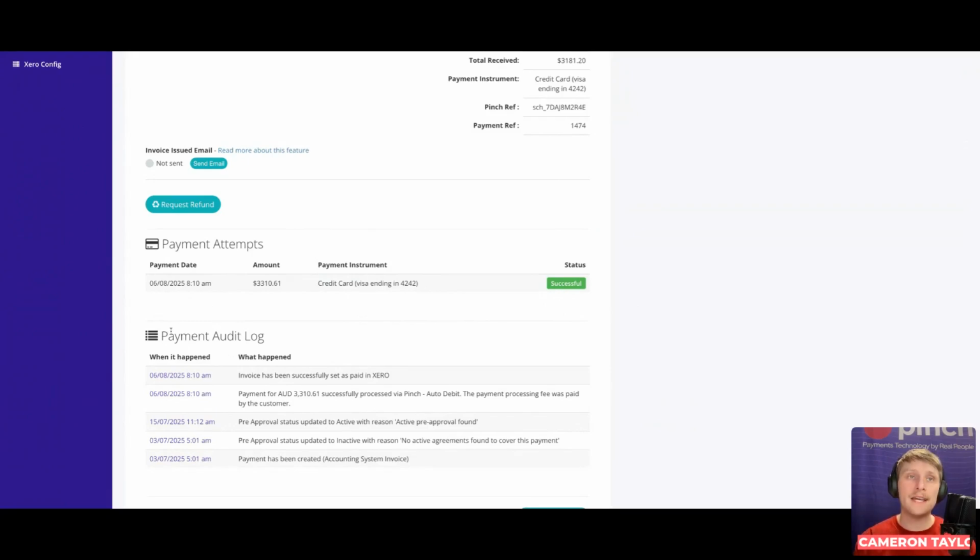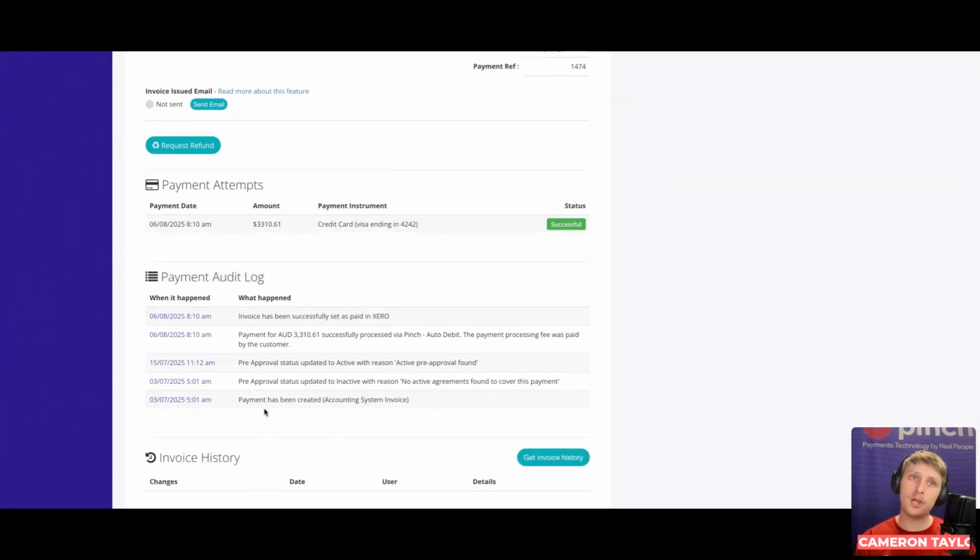One section lower down, which is the second area, is the payment audit log. This is where you can get a fully chronological timeline of everything related to this invoice. That includes when we detected this invoice from your accounting software, whether or not you had a pre-approval and our system has pre-scheduled this for automated debiting. You can then see the date and time that the invoice was taken and whether or not the system successfully synced to the accounting system.